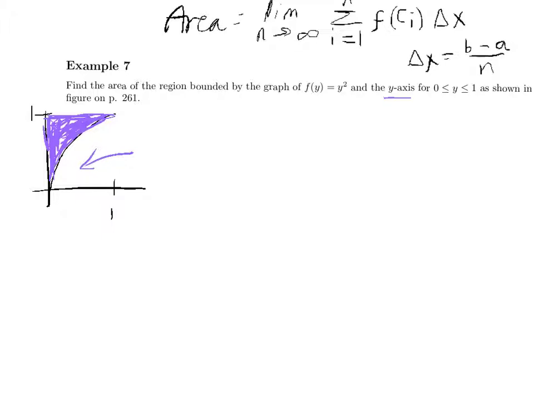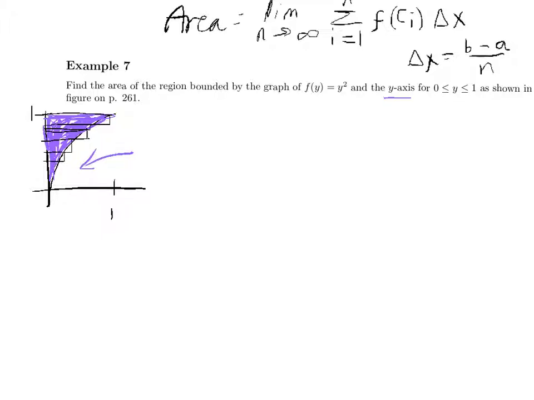What would this function be if it were a function of x? It'd be like this. No. Okay, we'll talk about that later. So here's how we set it up. It's the same way. Now we're considering rectangles coming up from the y-axis instead of from the x-axis.